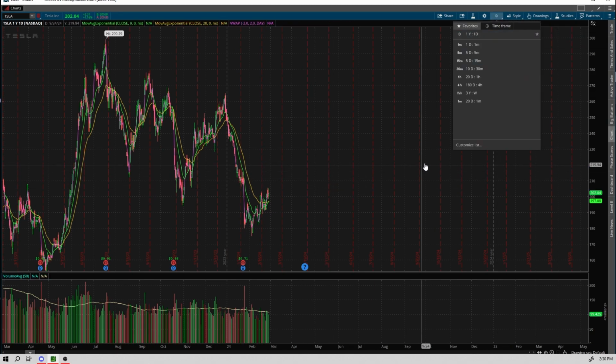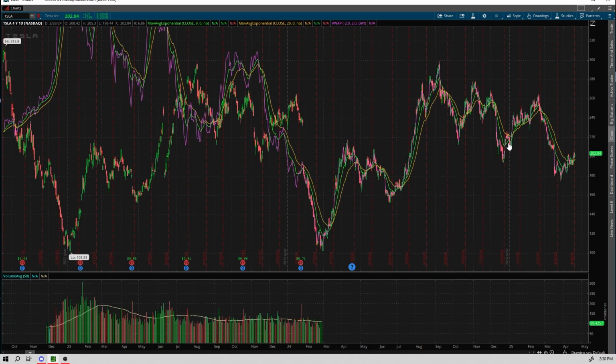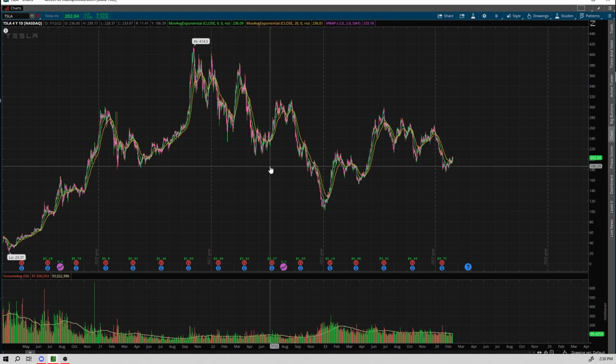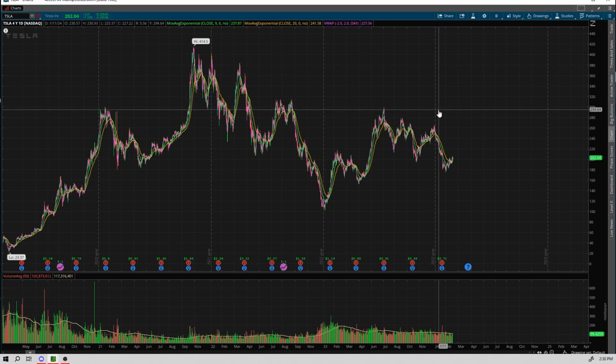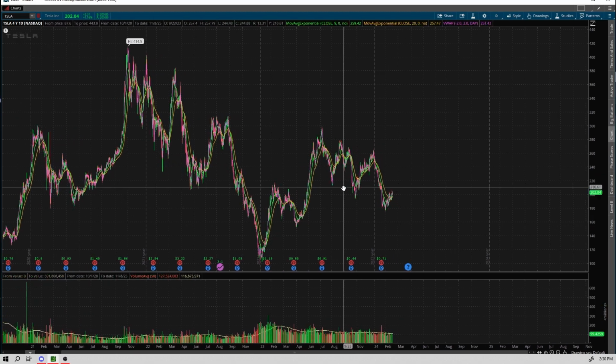First things first, always want to go to the higher time frames. Higher time frames are super important. So we're on the daily. I like to go to the 4-year, just so we can see what is happening. As you guys can see, Tesla is on a downtrend right here, so that's how we are going to start.